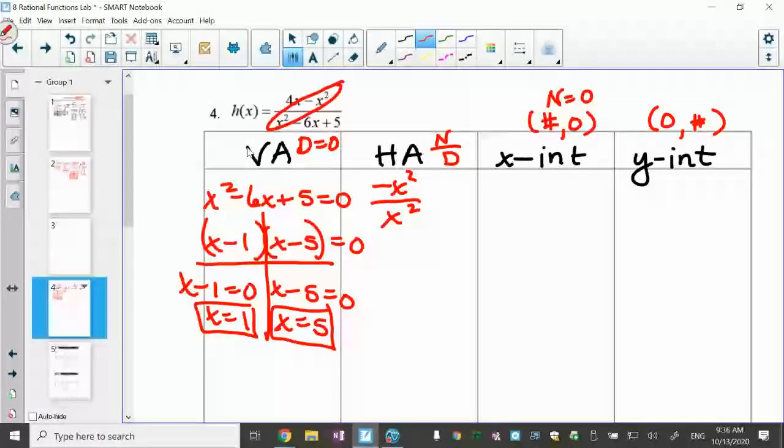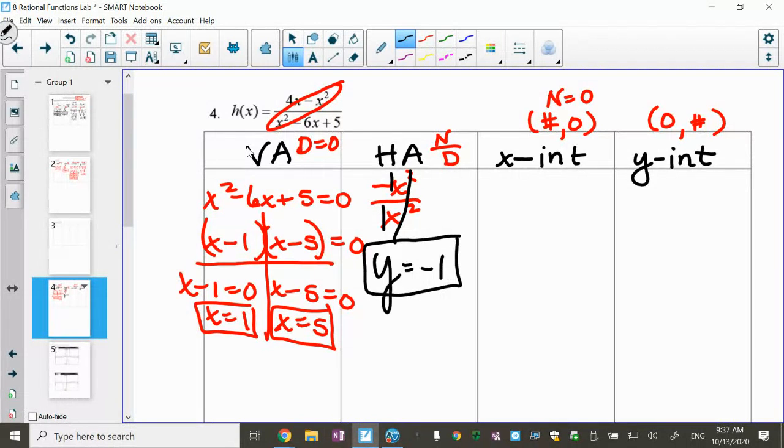Equals leading coefficient. So what's the leading coefficient from both of these? Isn't there a 1 and a 1? So it's negative 1 over 1. So you can almost cancel that out. So I know y equals negative 1 is going to be my horizontal asymptote.